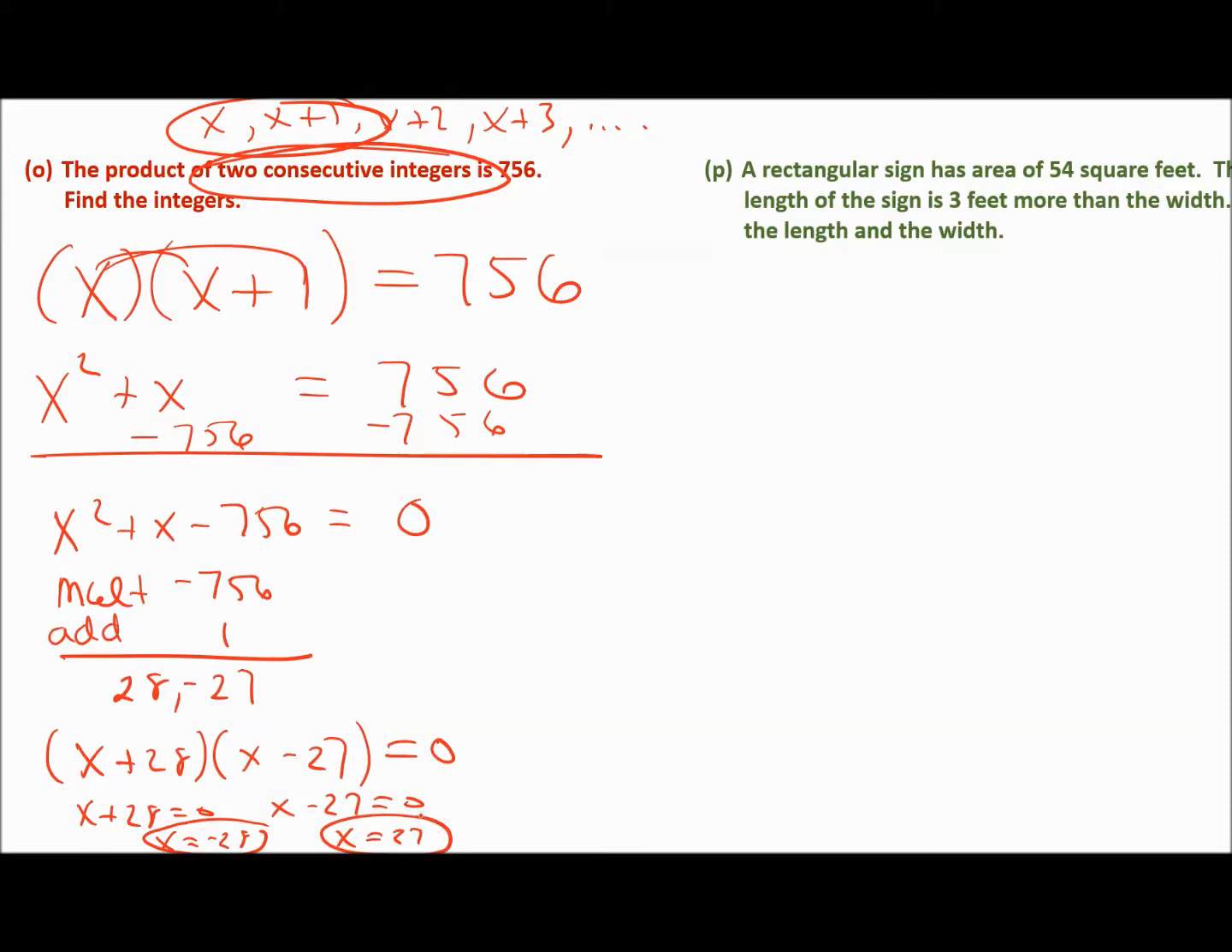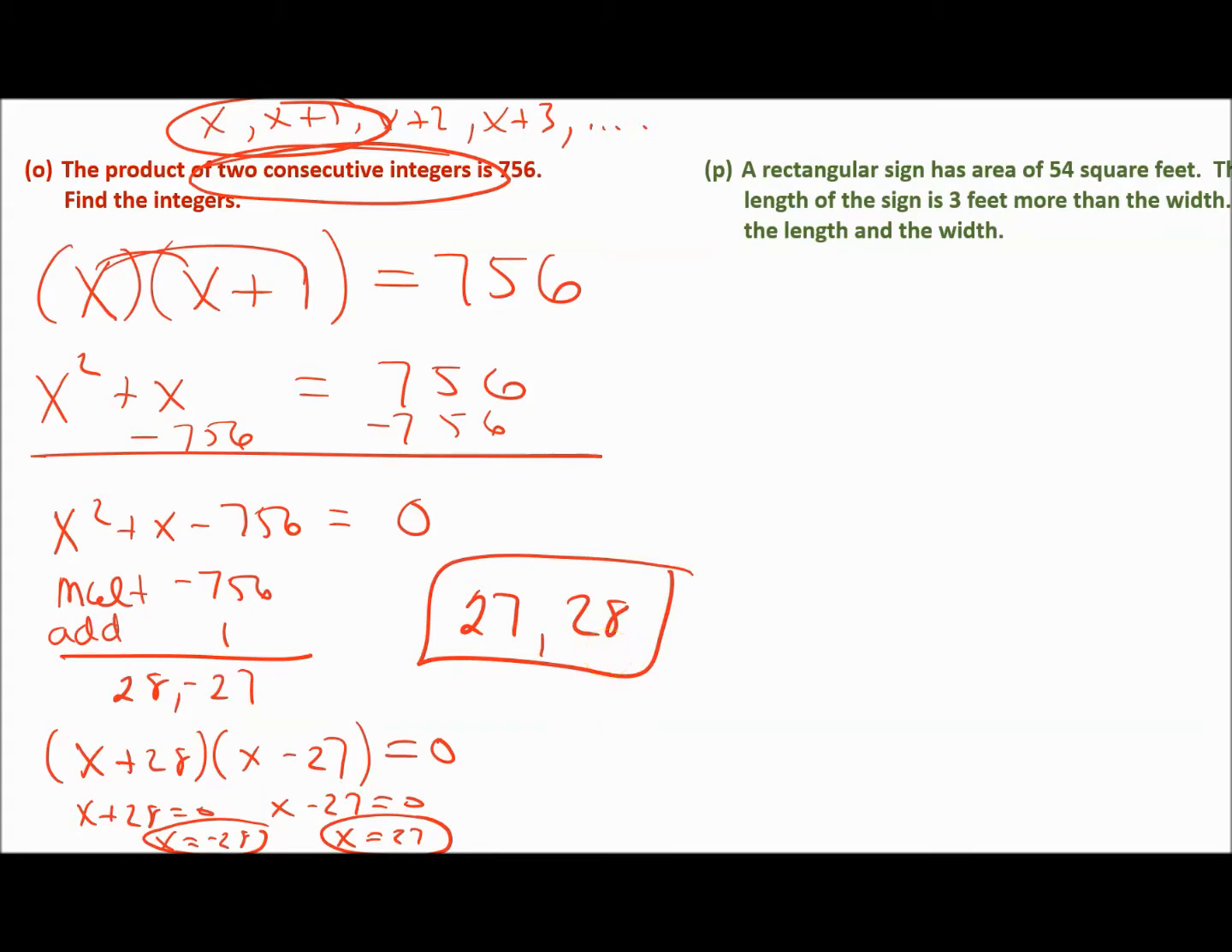Now, it says the product of two consecutive integers. Now, if one of them's x, the next one's x plus 1. Okay, now let's think about this for a minute. If x is 27, then x plus 1 would be 28. If you multiply those together, you do get 756.